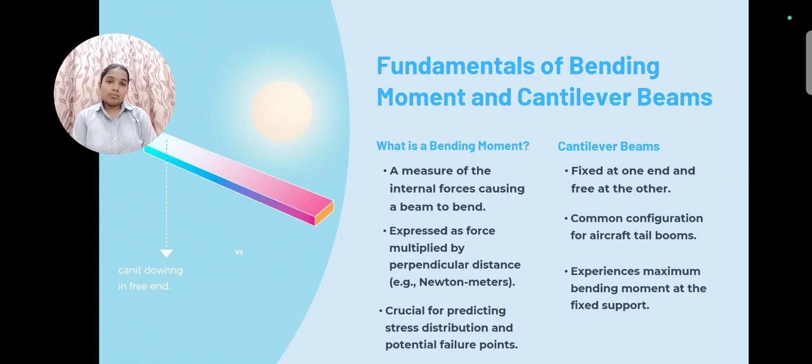So what is a cantilever beam? A cantilever beam is fixed at one end and free at the other end. It is a common configuration for aircraft tail booms.